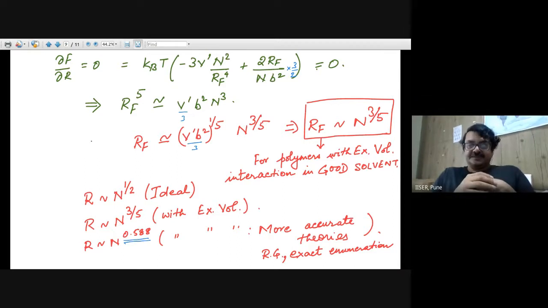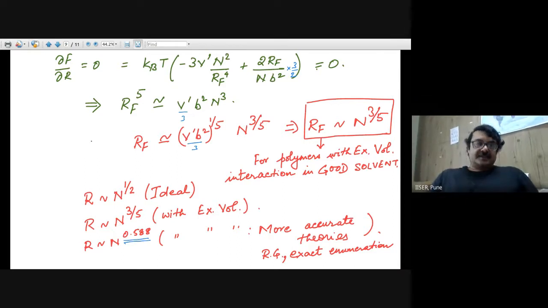Just to summarize, for an ideal chain, you have R, an estimate of the size, goes as n to the power half. R goes as n to the power 3 by 5 with excluded volume, and that is exactly what is seen experimentally. And this is the so-called Flory exponent. Now, there have been much more accurate theories with much more details put in, with RG and exact enumeration and so on and so forth.